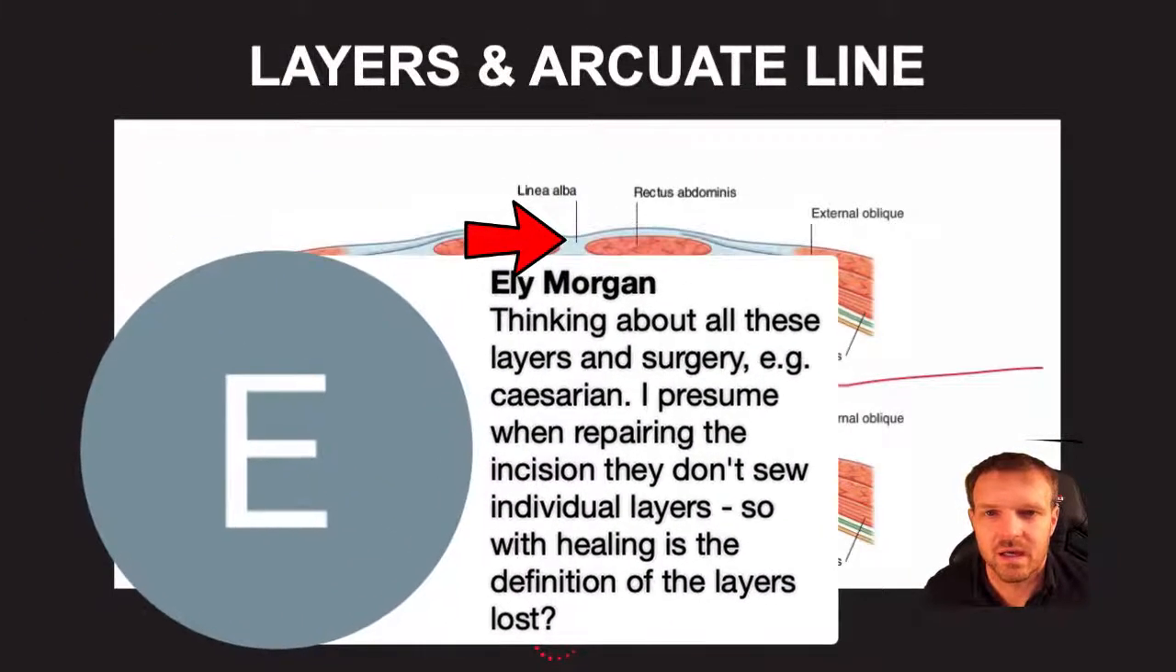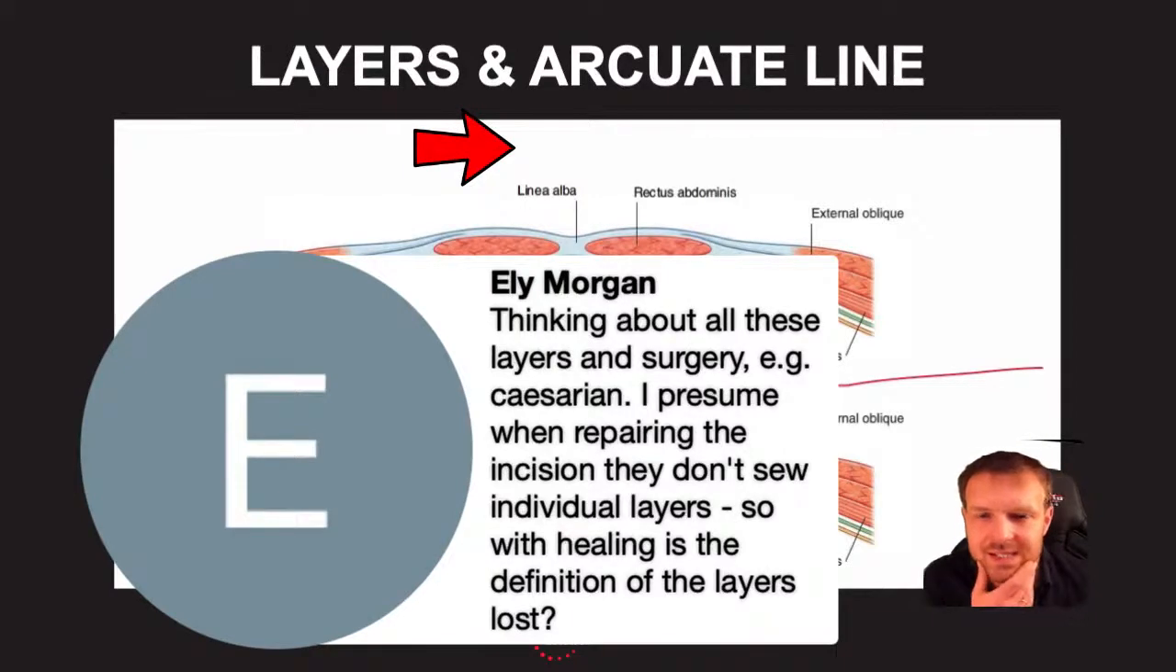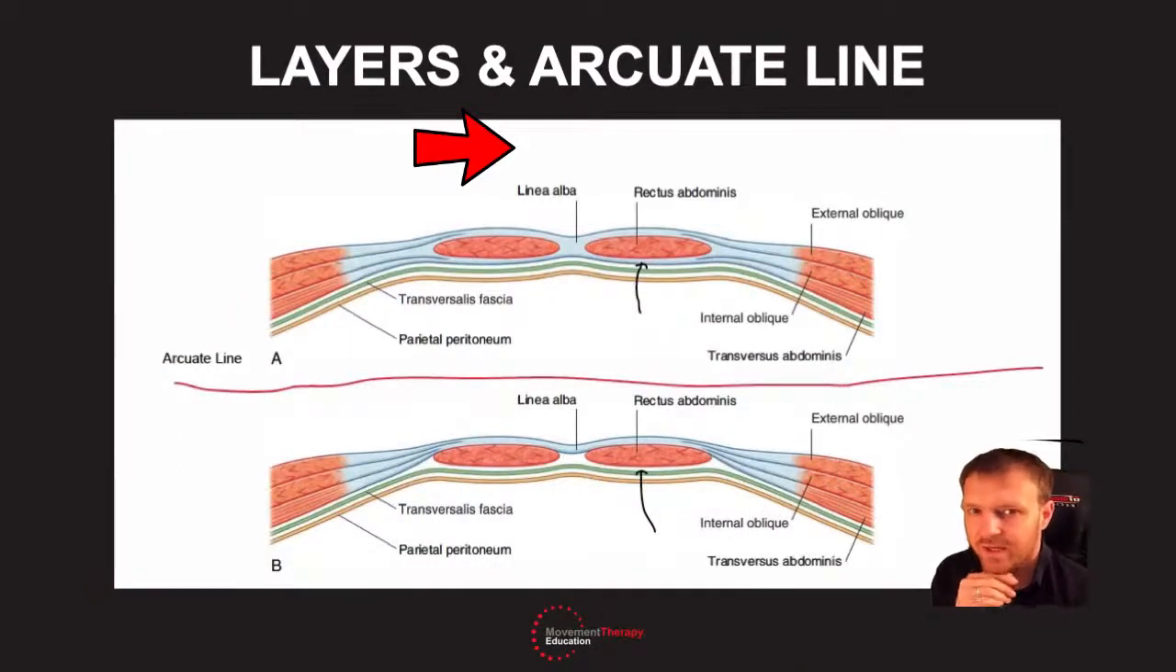Yeah, this is a good point. Really good, Ellie. So thinking about all of these layers of surgery, e.g., cesarean, I presume when repairing the incision, they don't sew individual layers. So with healing, is the definition of the layers lost? Yes. So I will try and find an image for you. But basically, what will happen is all of the layers will stick together. They'll get fibrotic between the layers. I've seen a couple of dissections like that where there's no slide or glide with any of the layers. They're all just joined together. So that's a really good question.